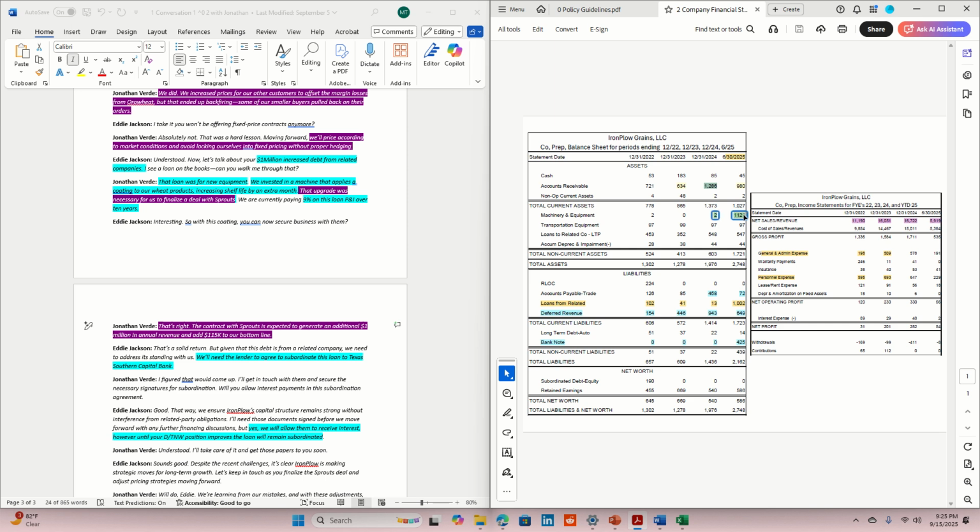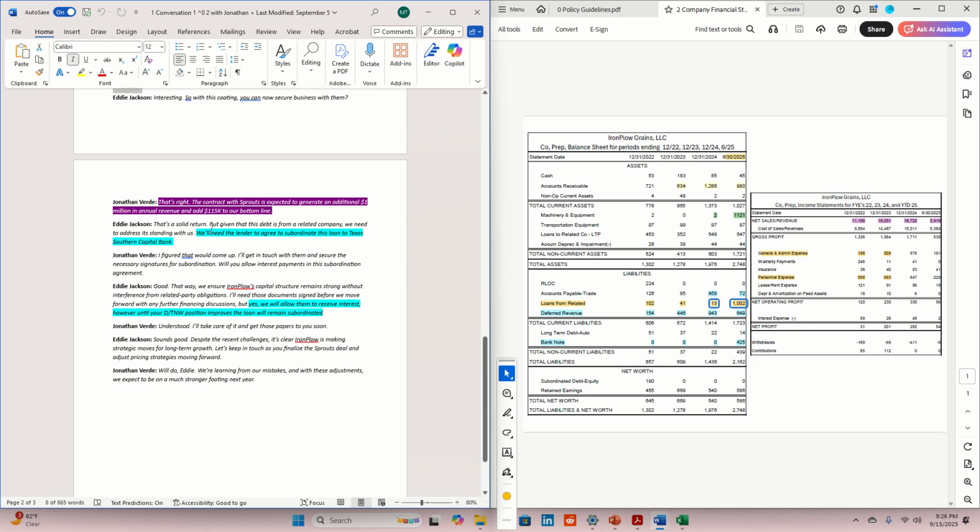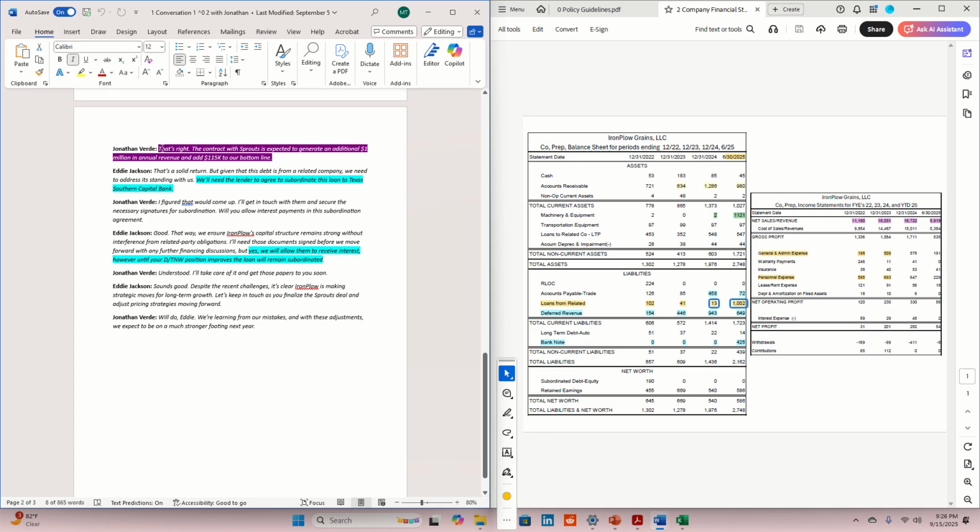Also in 2025, they bought machinery and equipment, which is, well, at least they used this loan from related company for something. And again, we're going to double down on that when we read the conversation. So again, understood. Now let's talk about the $1 billion increase in debt related to companies, right? That loan was for new equipment. We invested in a machine that applies a coating to our wheat products that increases the shelf life an extra month, right? That upgrade was necessary to finalize the deal with Sprouts. We are currently paying 9% on this loan over 10 years. Okay, interesting, right? That's right.